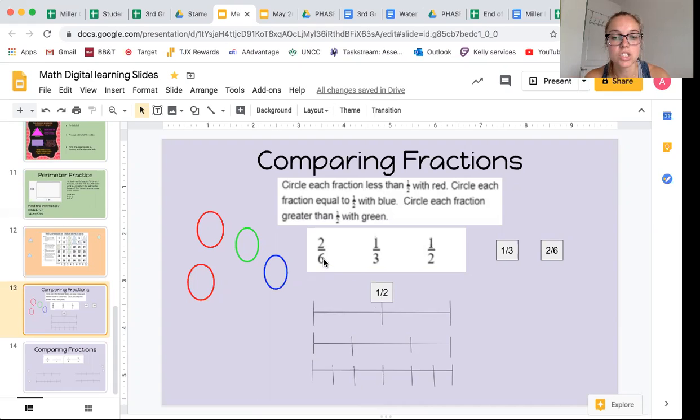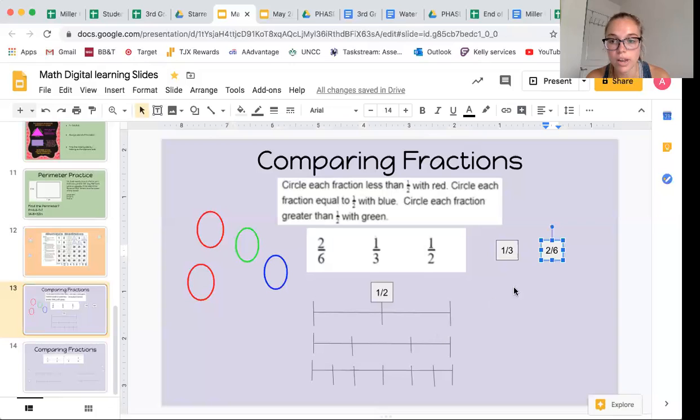It says 2/6. So that means I have 6 pieces total because that's my denominator, and I have 2 pieces shaded. So I need to find the one with 6 pieces. So I have 1, 2, 3, 4, 5, 6 pieces, and I need to shade 2. So 1, 2 would be shaded.